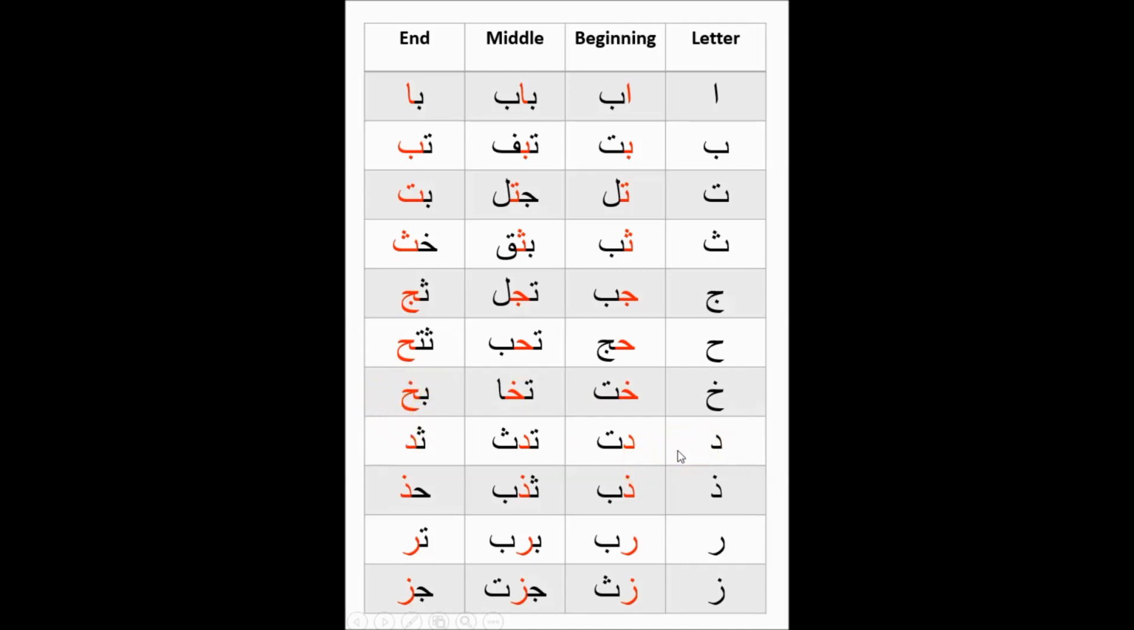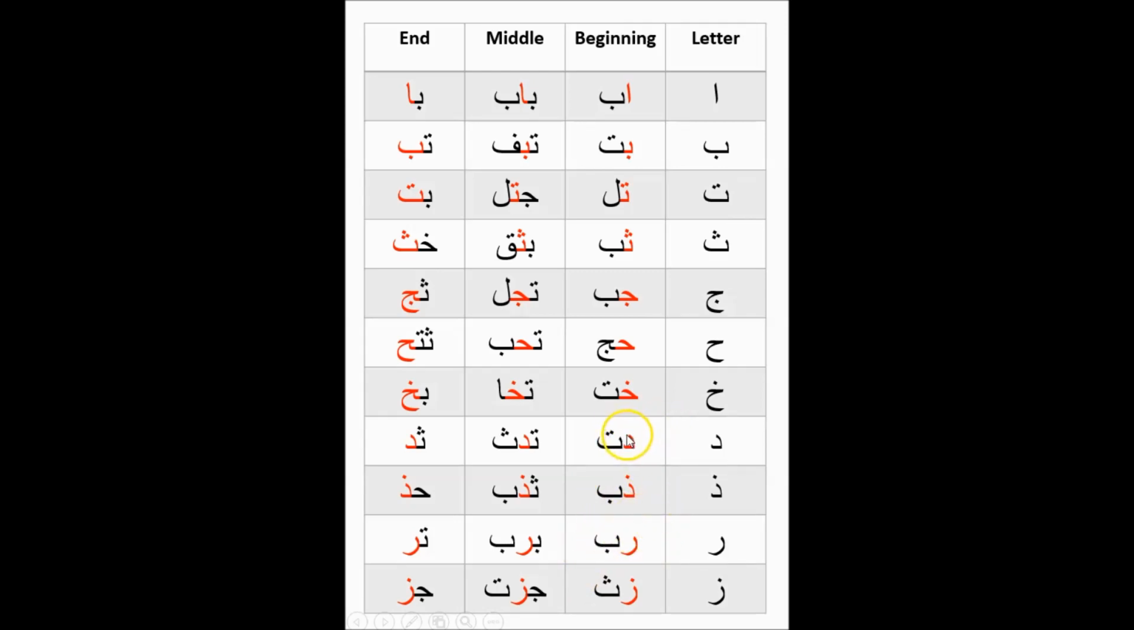Now the Dal and the Dhal, in fact the Dal, Dhal, Ra, and Za, or Zai, are exactly like the Alif. They do not connect to any letter which comes after them. However, they can be connected to something that comes before them. So you'll see that the Dal here is not connected to the letter that comes afterwards. The Ra is not connected to the letter that comes afterwards.